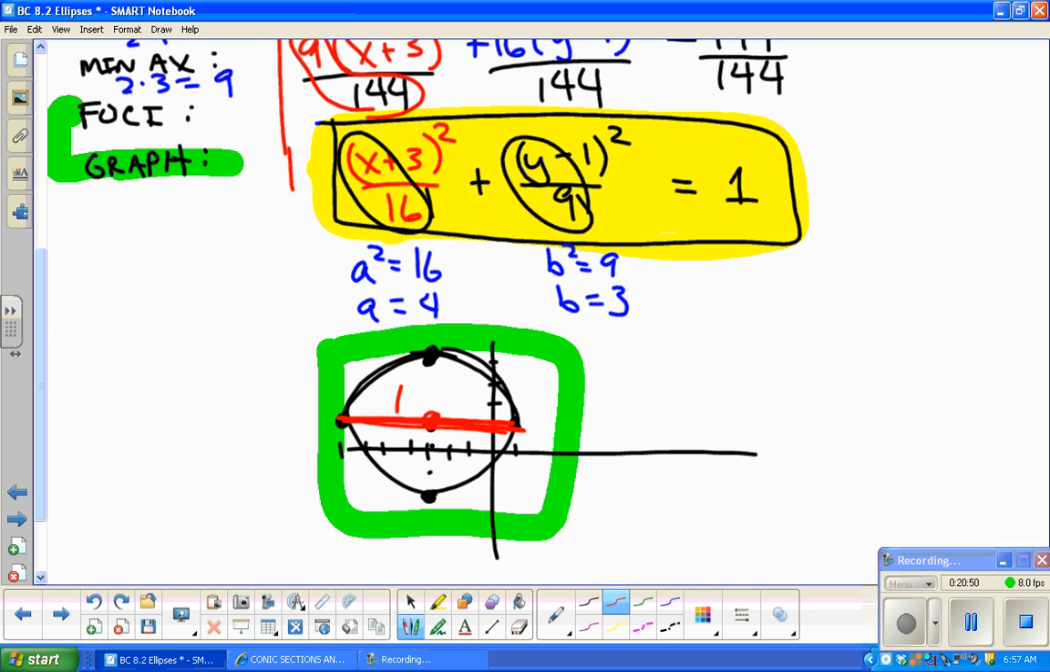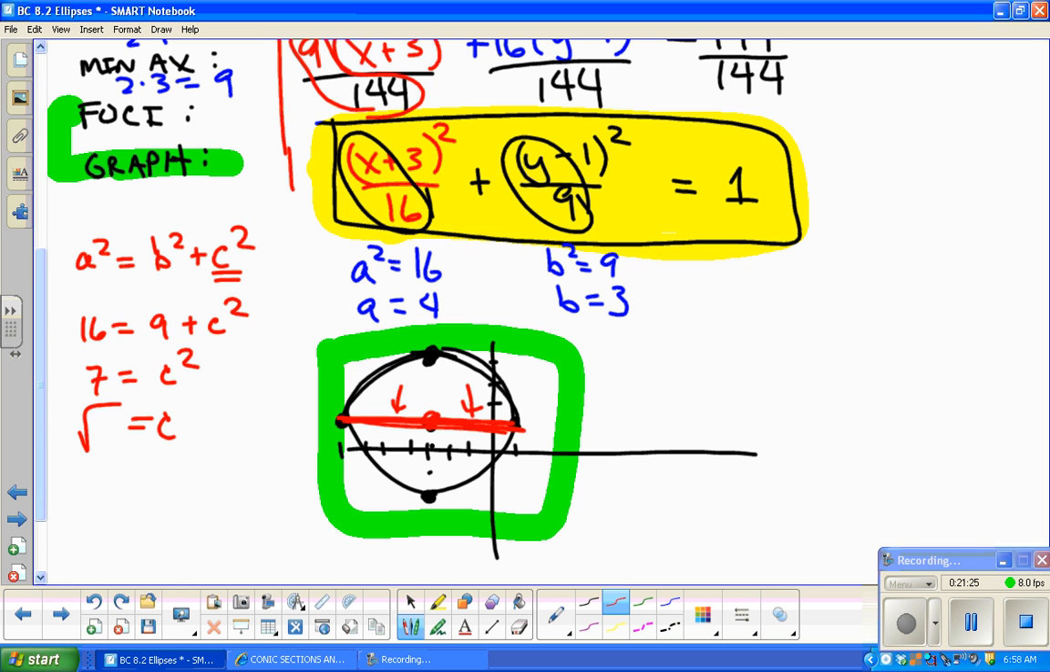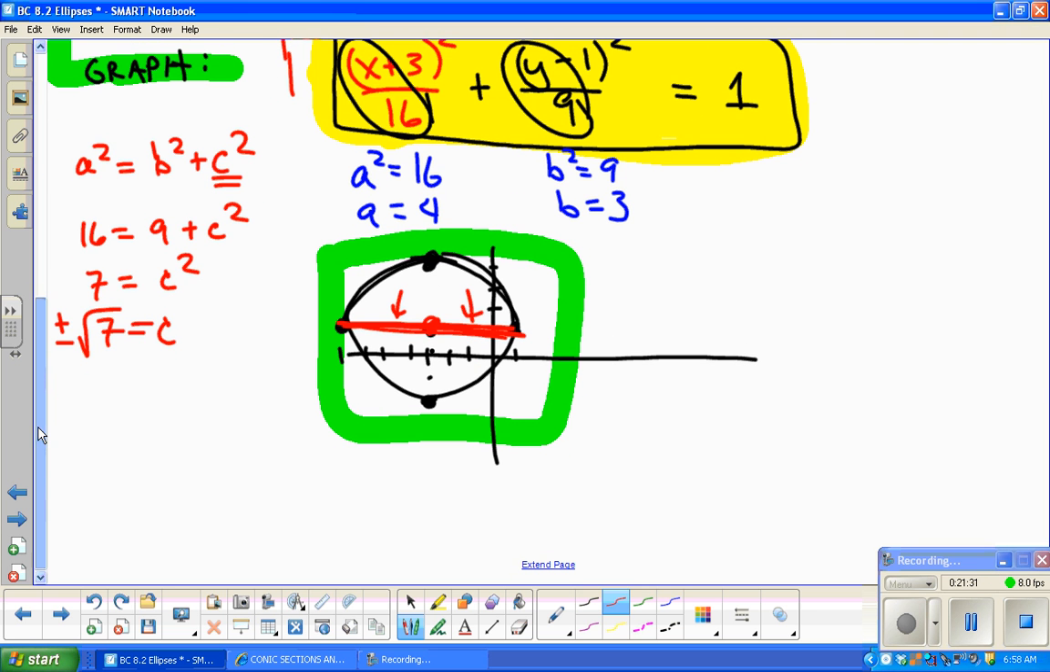Foci are on the major axis, somewhere to the left and right of the center in this case, because it's longer horizontally. So a squared equals b squared plus c squared. Again, this c is the distance from the center to the focus, and the ellipse has 2 of them. So this is going to be 16 equals 9 plus c squared. It's 16 and 9, and this is going to be real common. So 7 equals c squared, so c equals the square root of 7. It's real common to just leave it like that, so plan on leaving it like that.